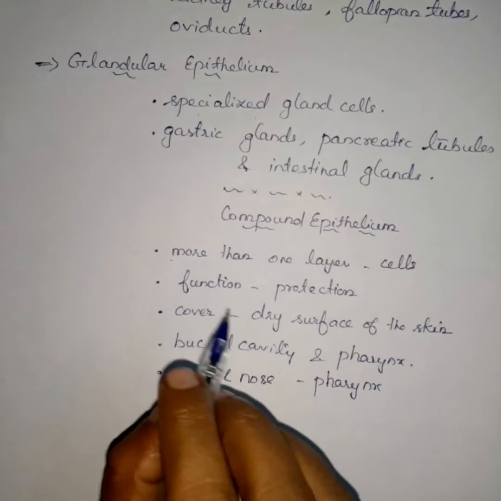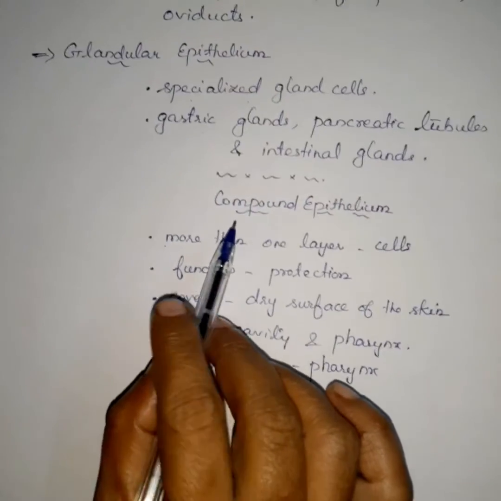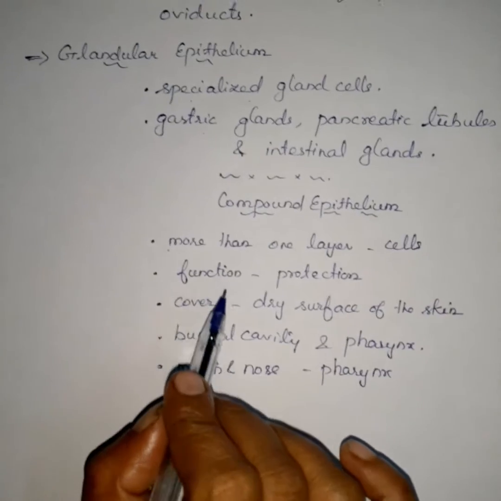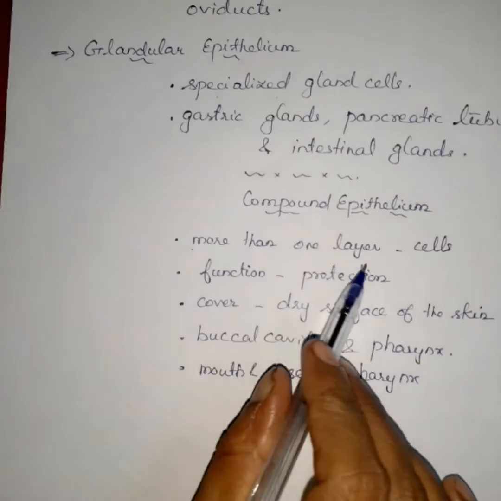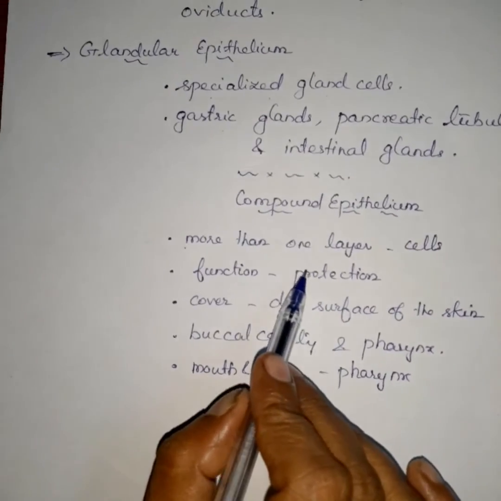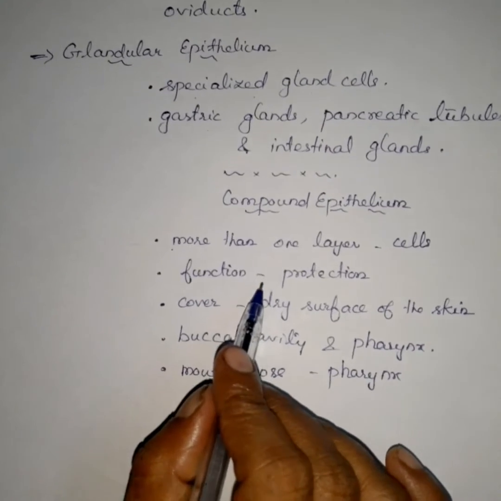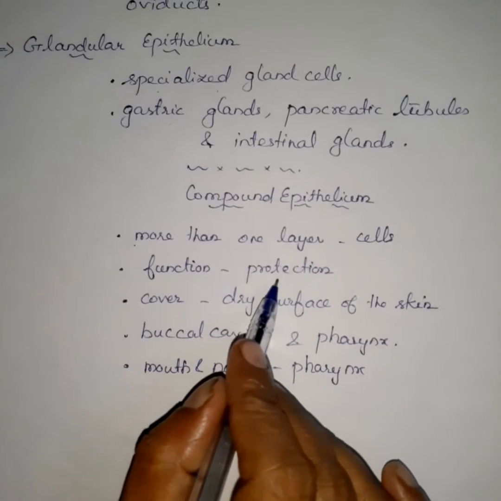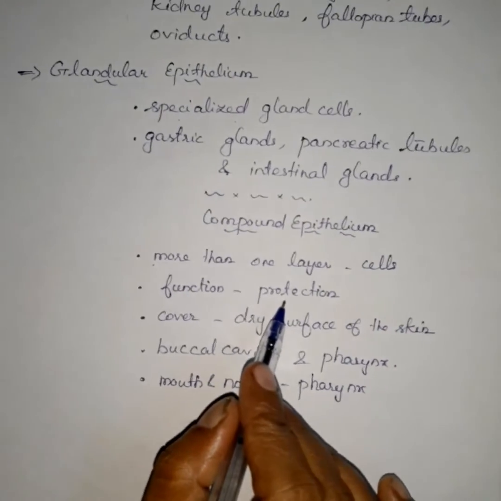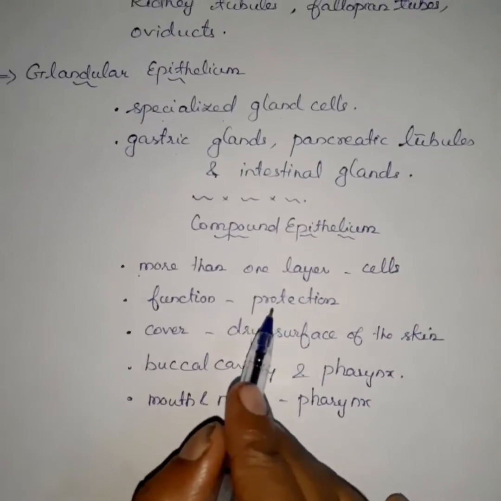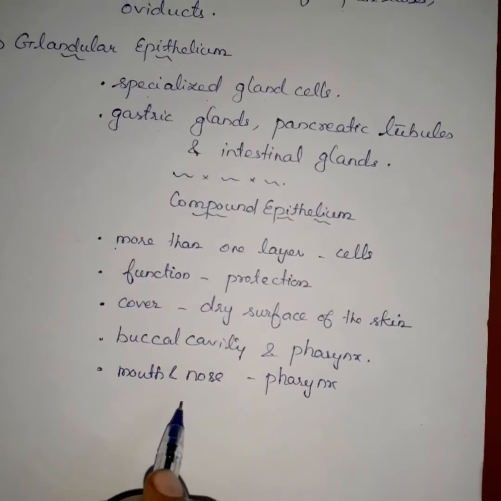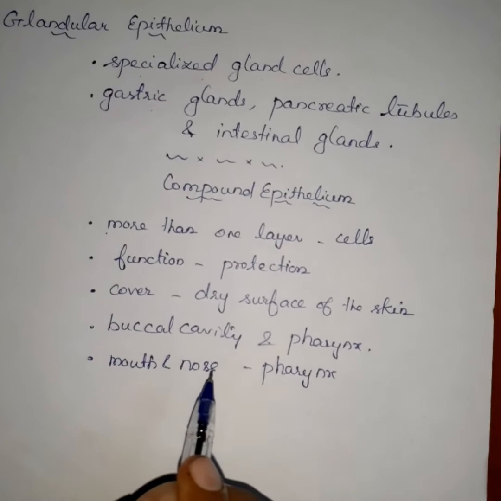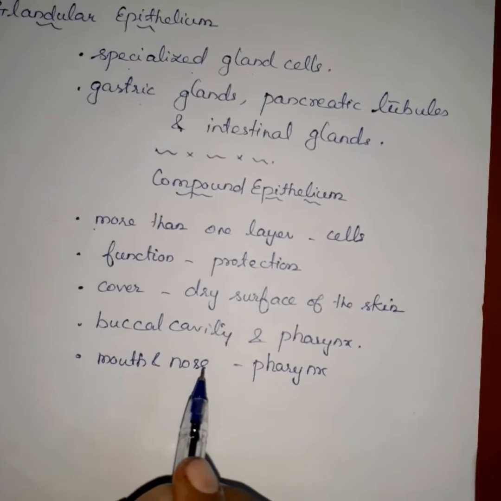Next we are going to learn about the compound epithelium. It is made up of more than one layer of cells. The main function of this epithelium is to give protection, because it is made up of more than one layer of cells, so it gives more protection. The muscle tissue is protected against mechanical injury and chemical stress.